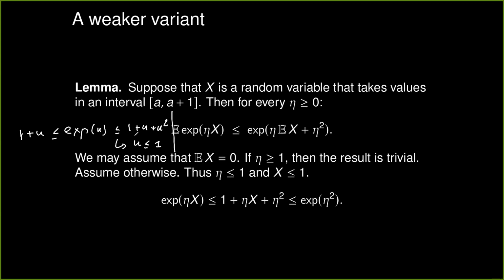So we start by applying the right inequality, this one here. So here we have eta X plus eta squared X squared. X squared is bounded by 1 because X is bounded by 1. So this inequality is okay. Then we take expected value. I take expected value.